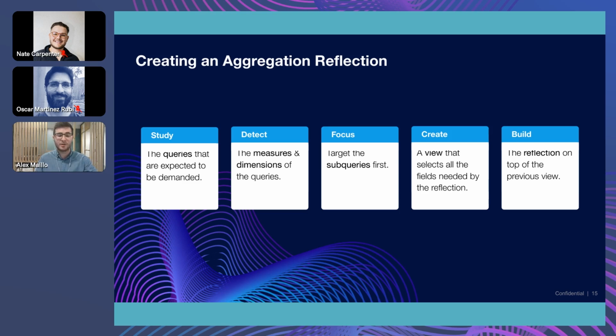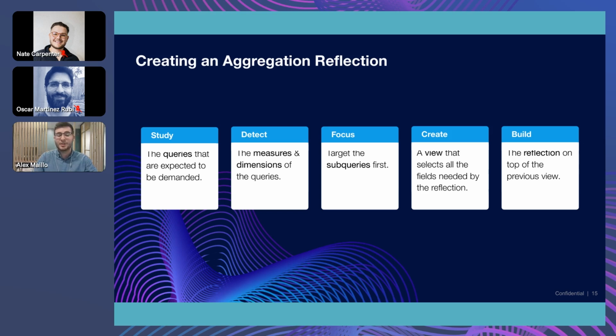So to start building a reflection, we must know what we are going to query beforehand. It's a typical thing to do when working with BI. So this study is needed to detect the partitions, the measures and dimensions that we're going to be selecting for the reflections.